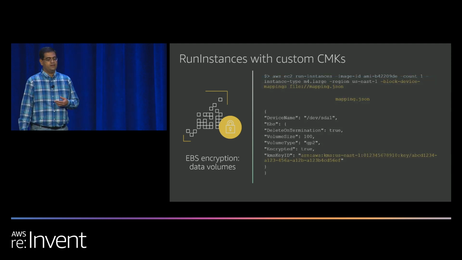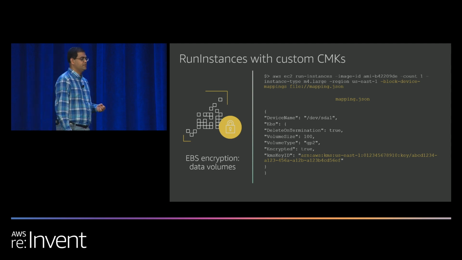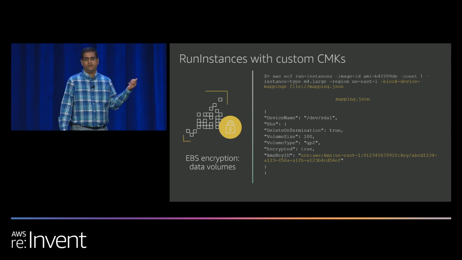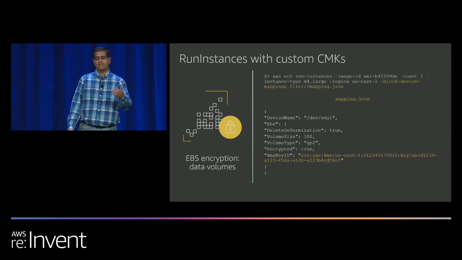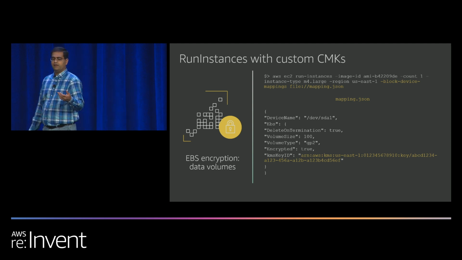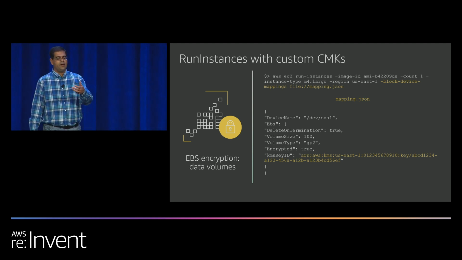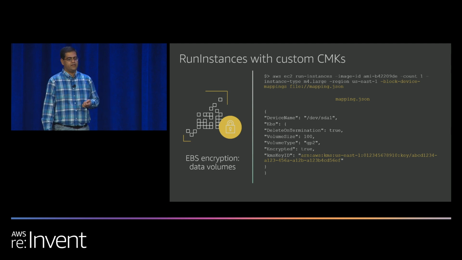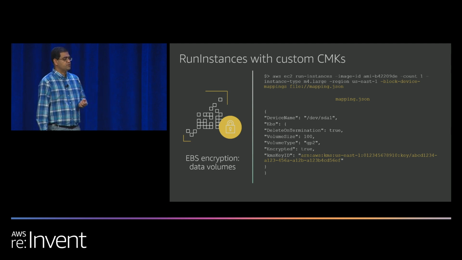If you're like me, and you like CLIs, then that's how you do it on the CLI. You can select the run-instances command, select block device mappings, and in the mapping JSON, specify the key ID that you want to use.